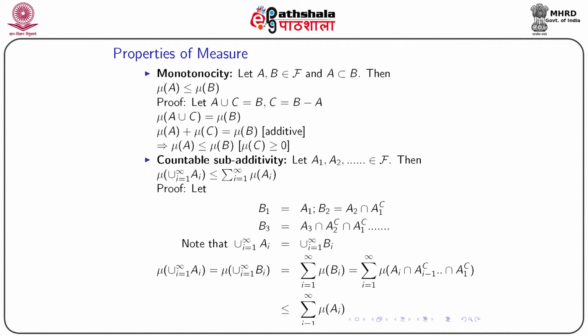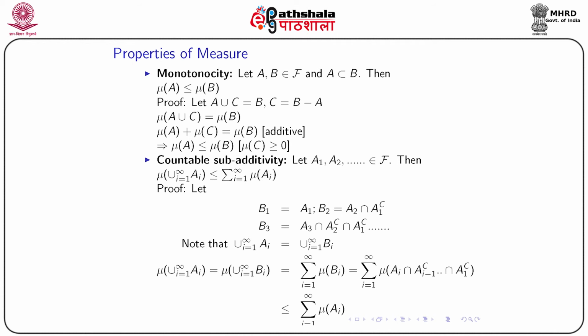And if you note that if I take the union over i from 1 to infinity of Ai, it is the same as taking the union over Bi's. So, the whole exhaustive set Ai is replaced by the set Bi, because if I take the union, they will result in the same sets. So, the measure of the union over i from 1 to infinity Ai is the same as the measure if I take the union over i from 1 to infinity Bi.